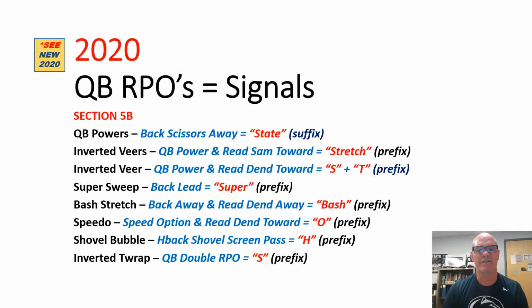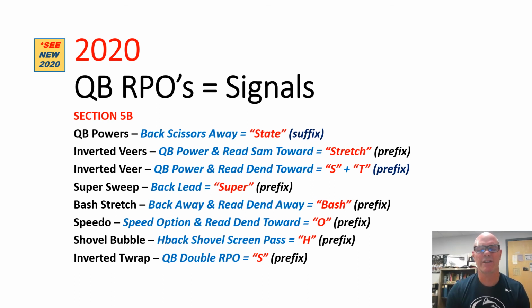The last one is an inverted T-wrap, where instead of having the backside guard lead and pull up the hole, we can use the backside tackle. We call that a T-wrap action. With that, we simply use our S again, because we're going to read the defensive end, single letter. But now when we do T-wrap, it's a blast type call, so we use our blast action. Okay. All right, so that should give you a good variety.